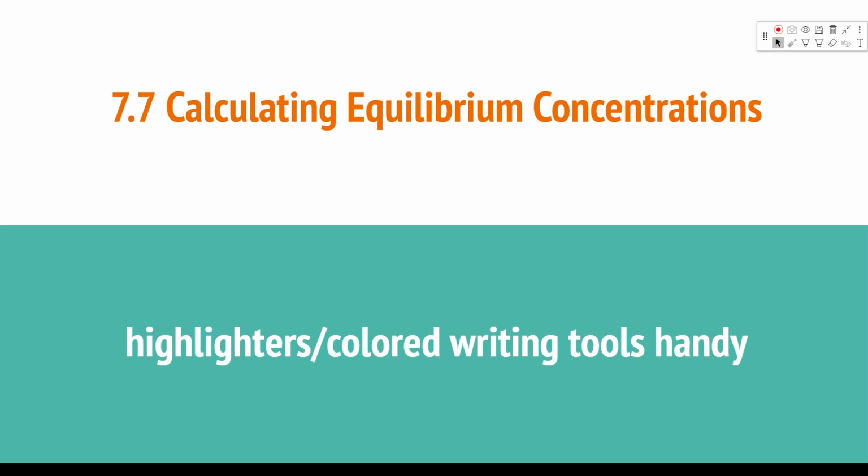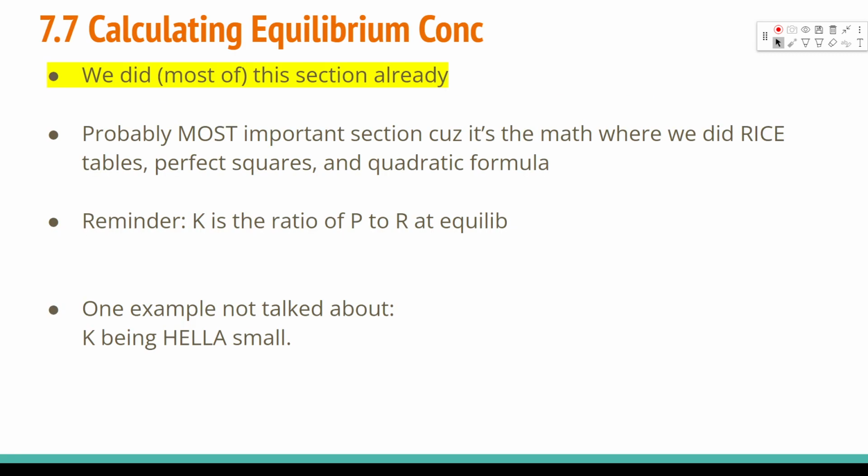7.7, calculating equilibrium concentrations. So again, highlighters and colored writing tools would be handy for this. I don't remember how many, so we're gonna see how many we'll need. Okay, so honestly, we did this section already pretty much. So the math that I was showing in previous sections is pretty much what we're gonna be doing.